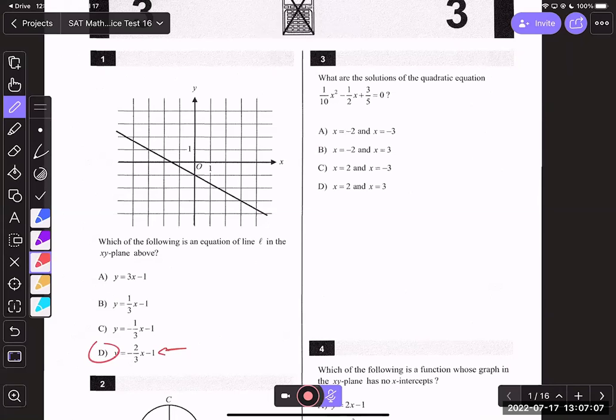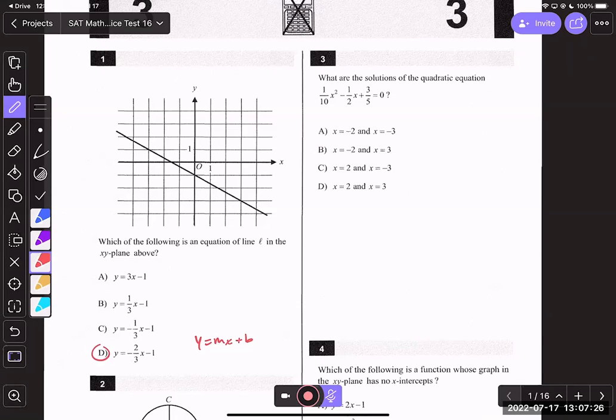Yeah, so this answer choice is D. As you mentioned, right, the slope is negative 2 over 3, the y-intercept is negative 1. And that tells you, okay, well, the equation of my line is y equals mx plus b after all, right? That's the slope-intercept form of a line, where m is the slope and b is your y-intercept.